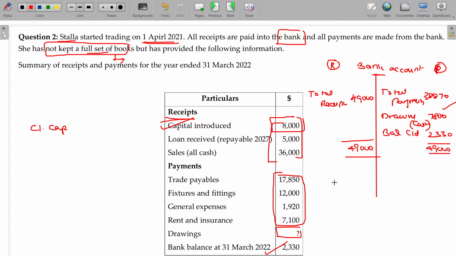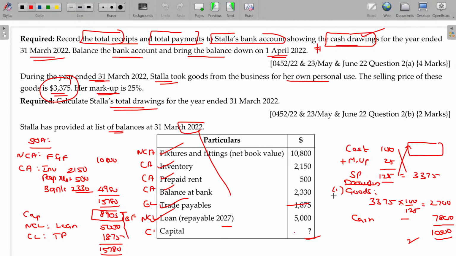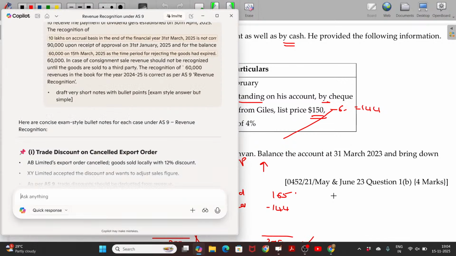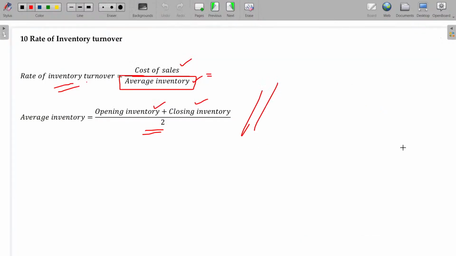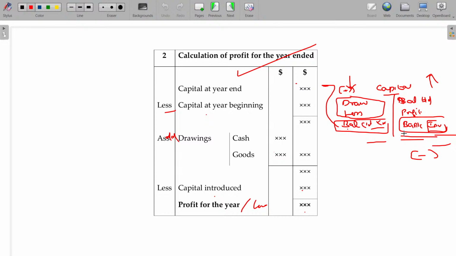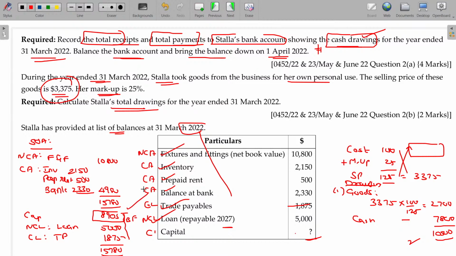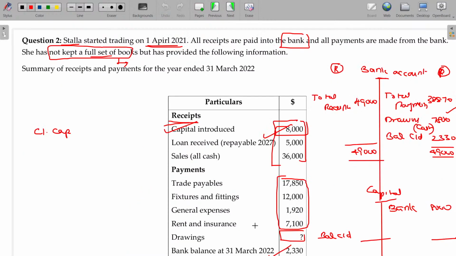Or you can remember the capital account format so that very easily you can link. I told you here, capital account format. This format is more than enough. You can even open the capital account also. In that way also you can solve. Okay, capital account. Opening capital being bank 8,000 and balance carried on closing being, just now we got the value, 8,905.